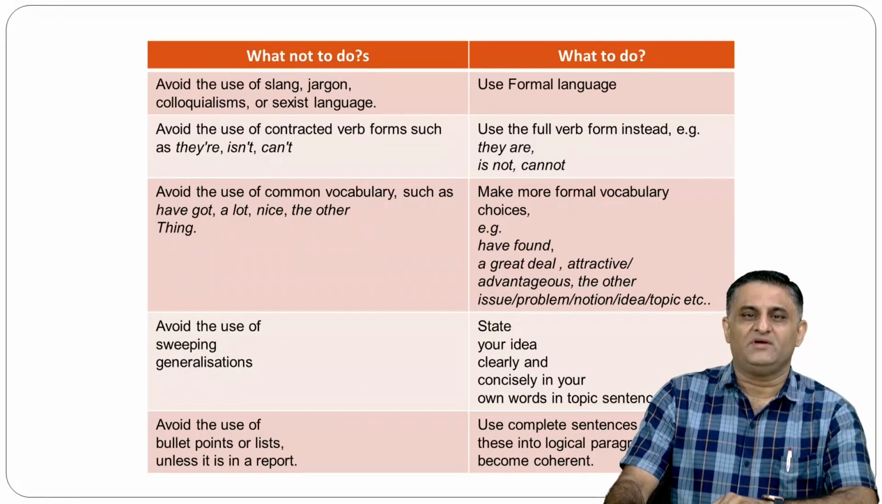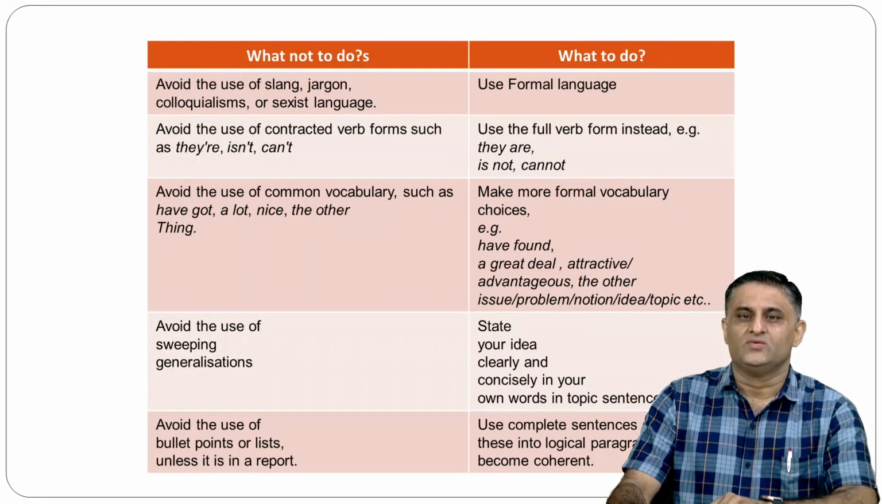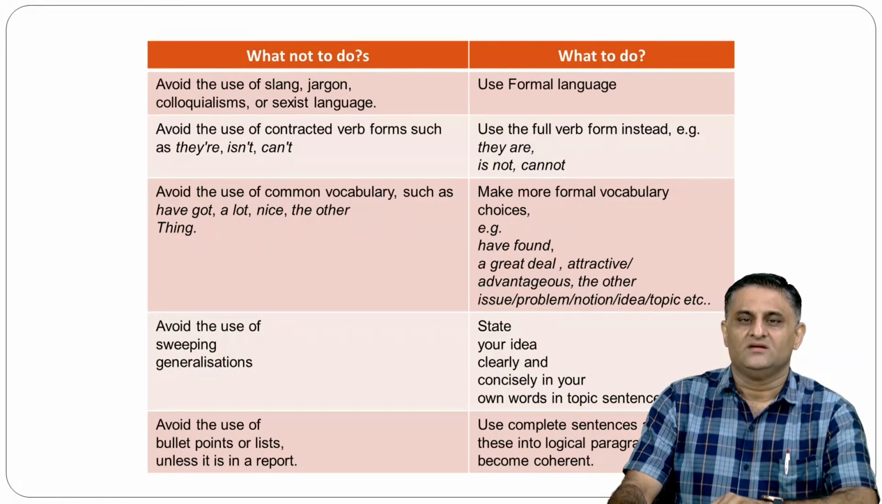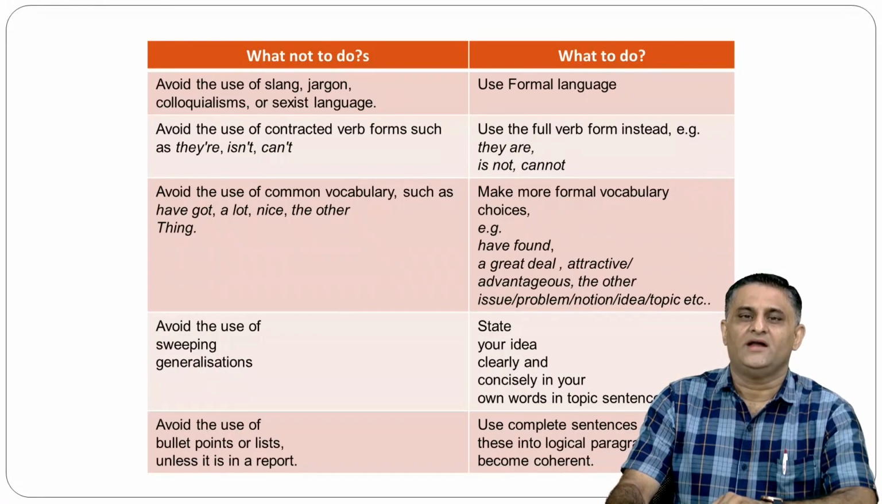Next parameter is common vocabulary. It cautions against using common imprecise words such as have got, a lot, nice, and other things. Instead, writers should opt for more formal vocabulary choices to convey ideas more clearly and precisely.